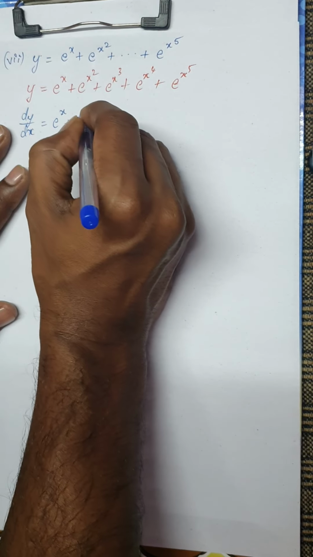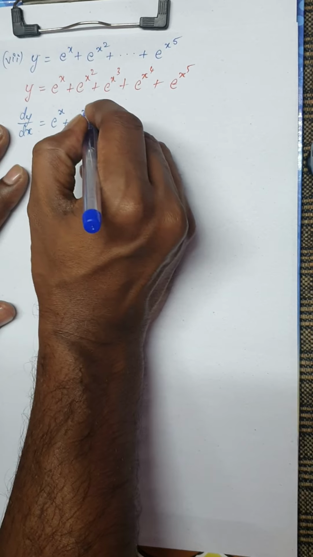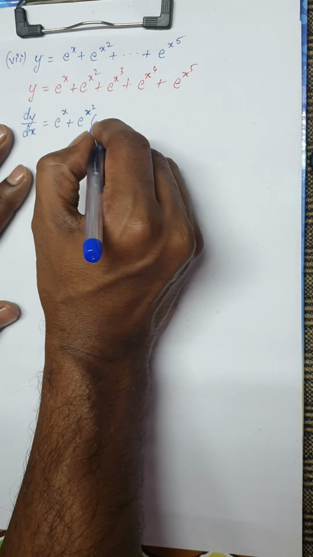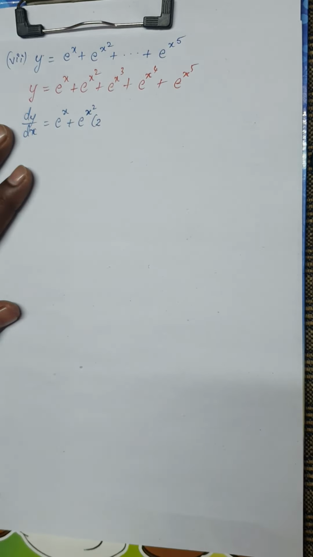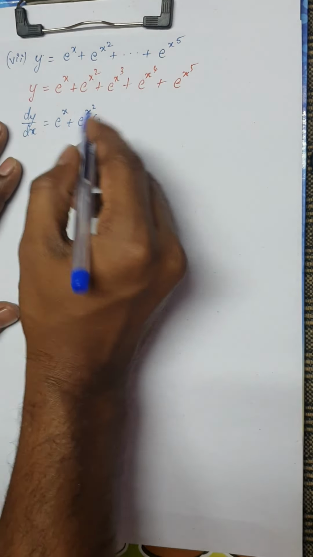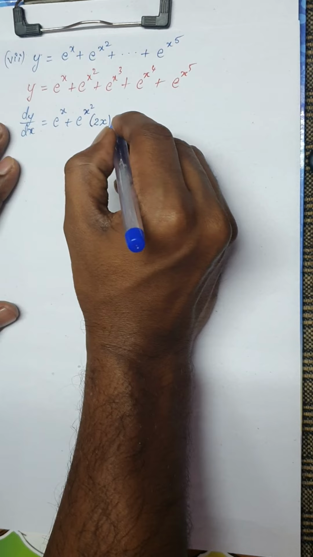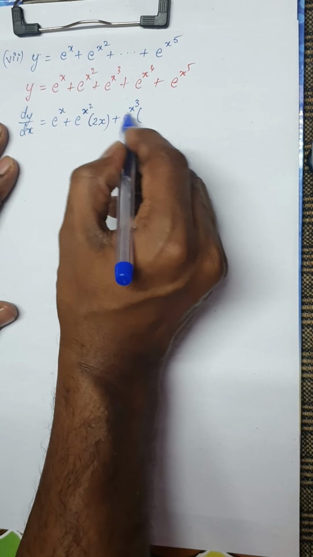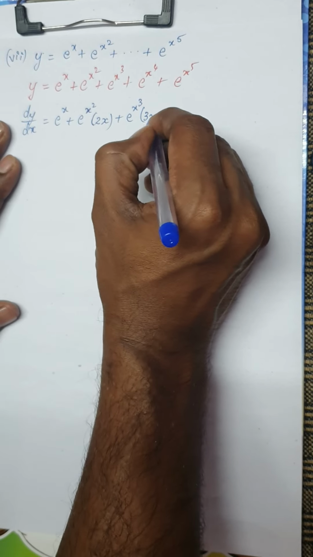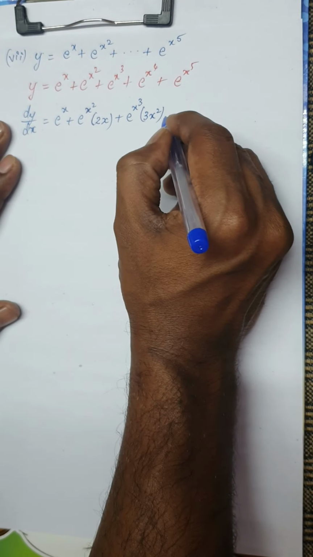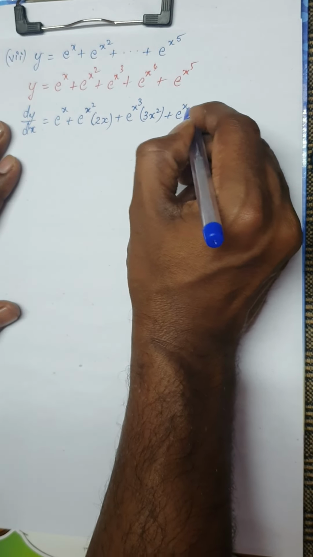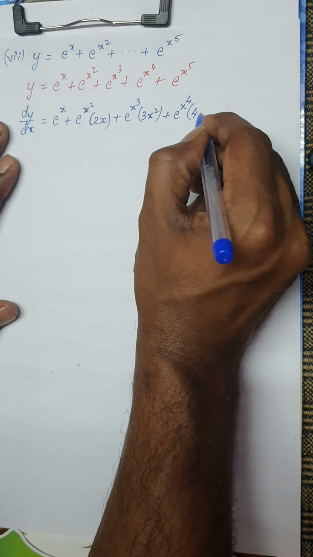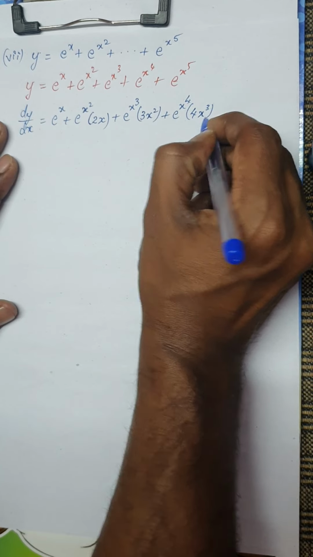Plus derivative of e power x square will be e power x square into, remember you have to differentiate x square once. Derivative of x square is 2x. Plus e power x cube into derivative of x cube. We know derivative of x cube is 3x square. Plus e power x power 4 into derivative of x power 4, which is 4x cube.